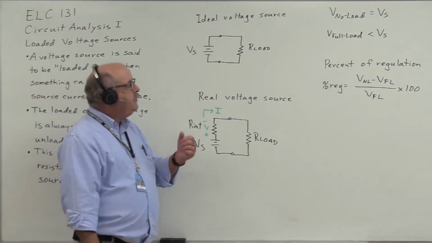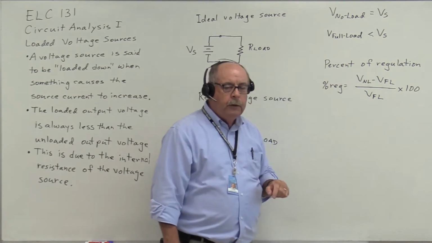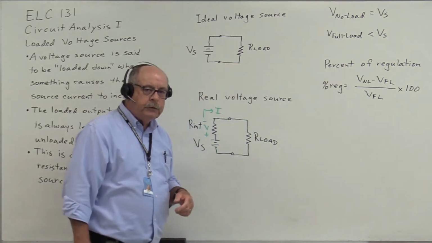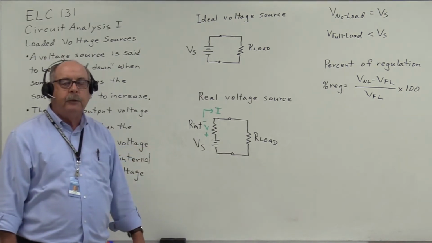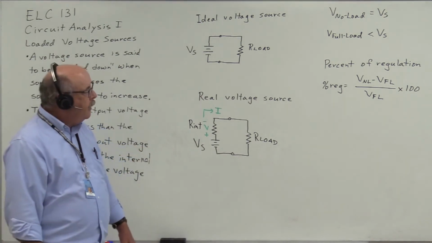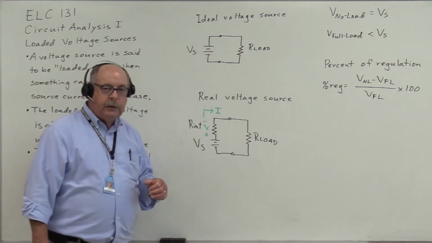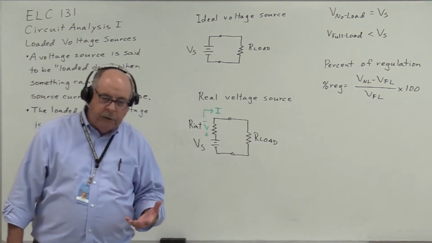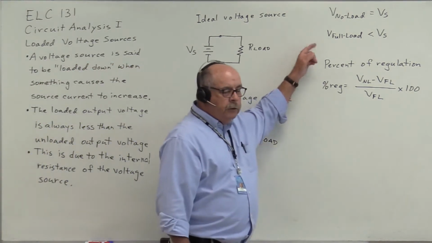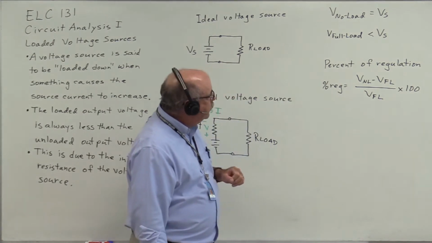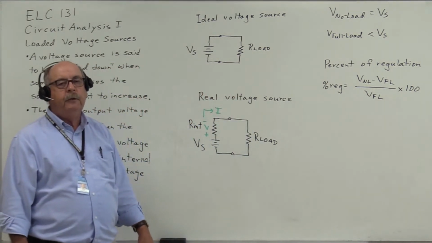So we can make these statements that the no load output voltage of a voltage source is always equal to the potential inside the voltage source, Vs. However, when I'm running this voltage source at what we consider to be loaded conditions or full load conditions, the output voltage will always be less than the value of Vs.